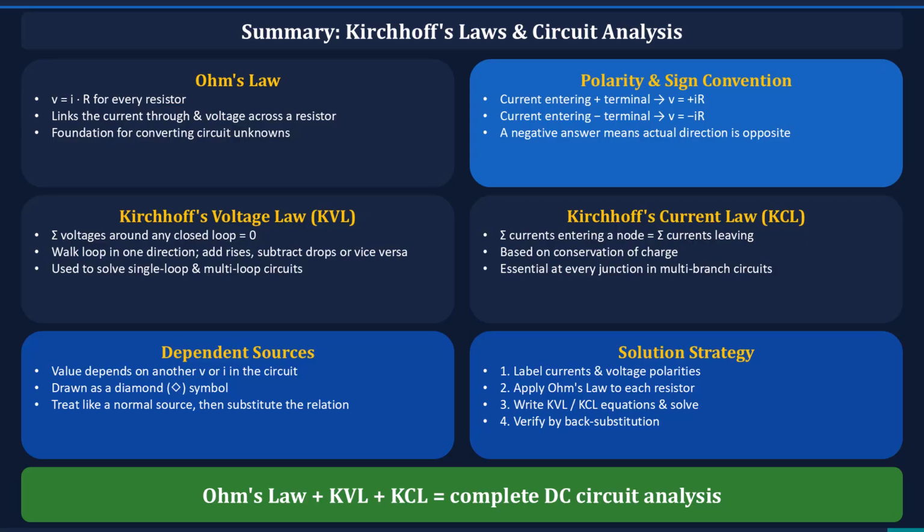Fifth, dependent sources. Drawn as a diamond, their value depends on another voltage or current in the same circuit. You handle them like any other source, write your equations, then substitute the controlling relation at the end. Finally, the strategy itself. Label all currents and voltage polarities. Apply Ohm's law to every resistor. Write KVL and KCL equations and solve them. Then verify by substituting back. If your numbers satisfy every loop and every node, the solution is correct.